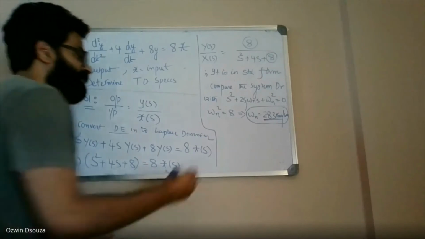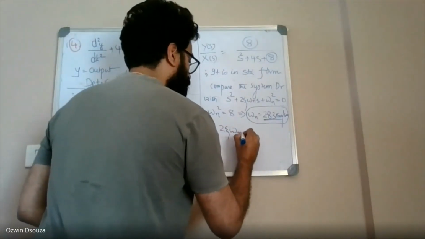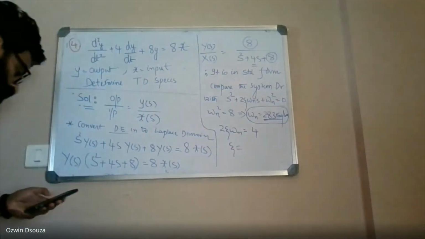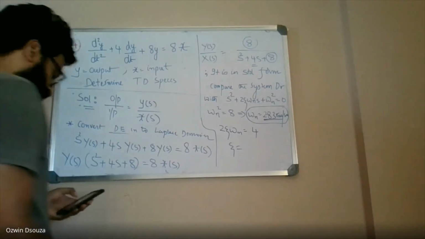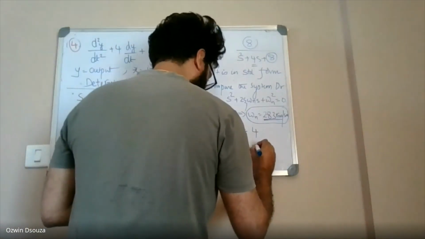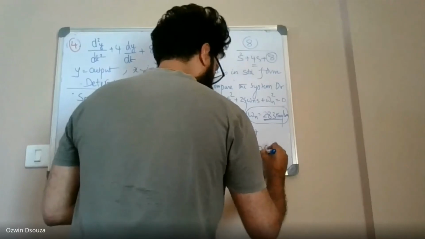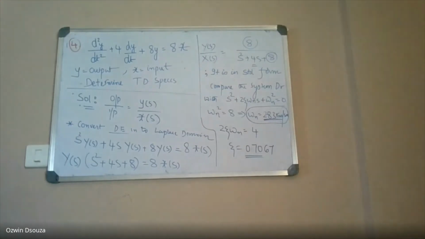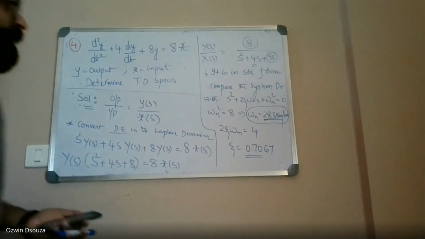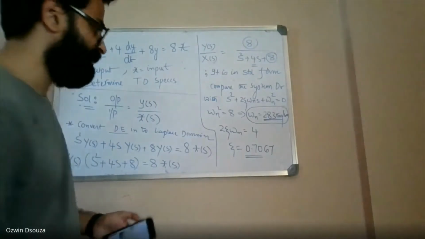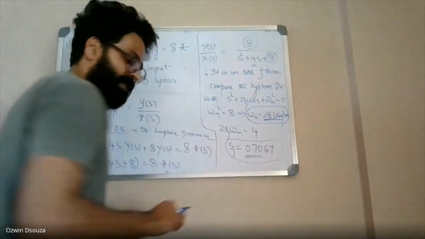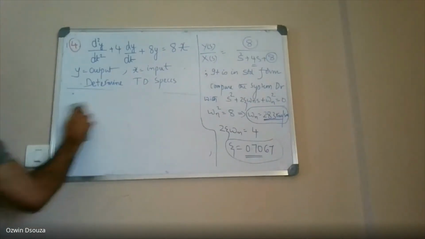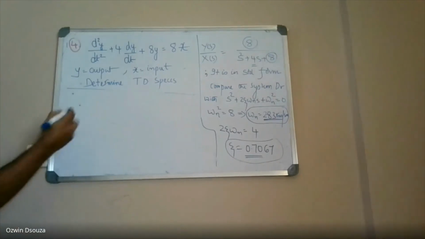Once you have omega n, you can find zeta. So 2 zeta omega n is equal to 4. That should give you the zeta value. I will leave it to you. Zeta value is 0.7067. So you know omega n and you know zeta, so you can find out the time domain specifications.